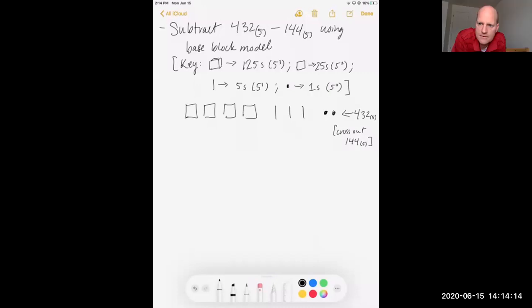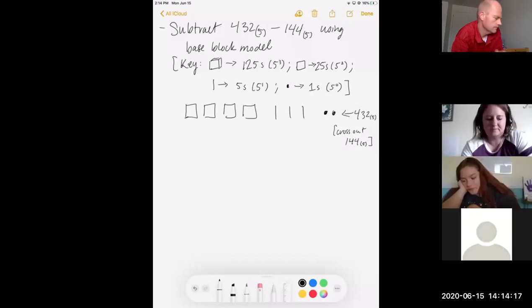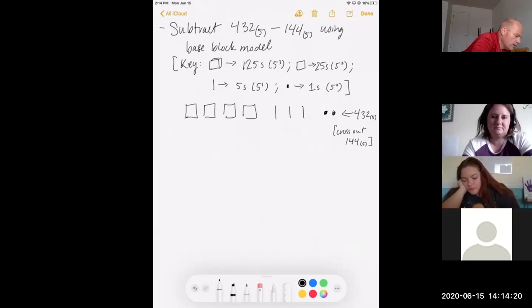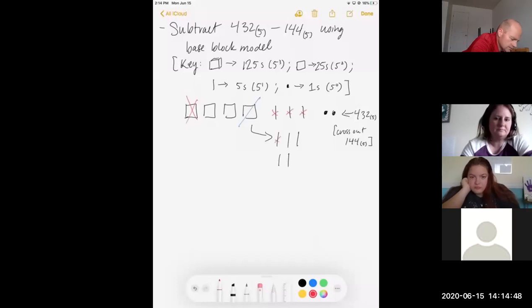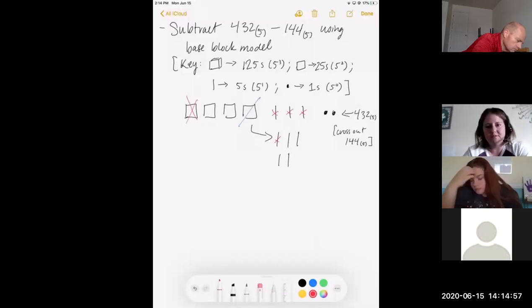Well, you need to cross out one of your flats first, from that 144 base 5. So the 1, the 25. So we'll cross that one out. And then what do we do next? You would move on to the rods. You're supposed to take away 4, but there's only 3. So you're going to need to cross out another one of your flats to make another 5 rods. Okay, 5 rods, good. And then you can cross out 4 of your rods. Nice. Then your last one, you're supposed to take out 4 of your little cubes, which there's not enough, so you're going to cross out another rod and make 5 more of the cubes.